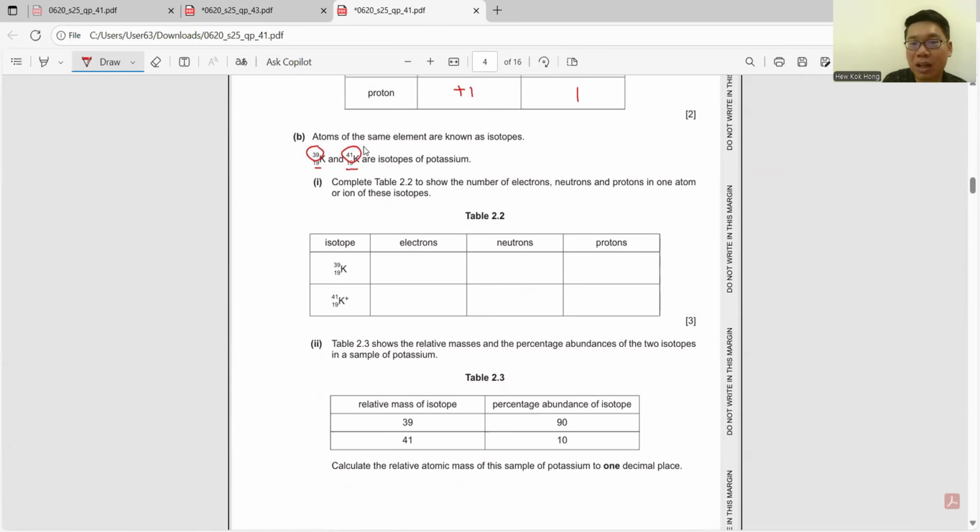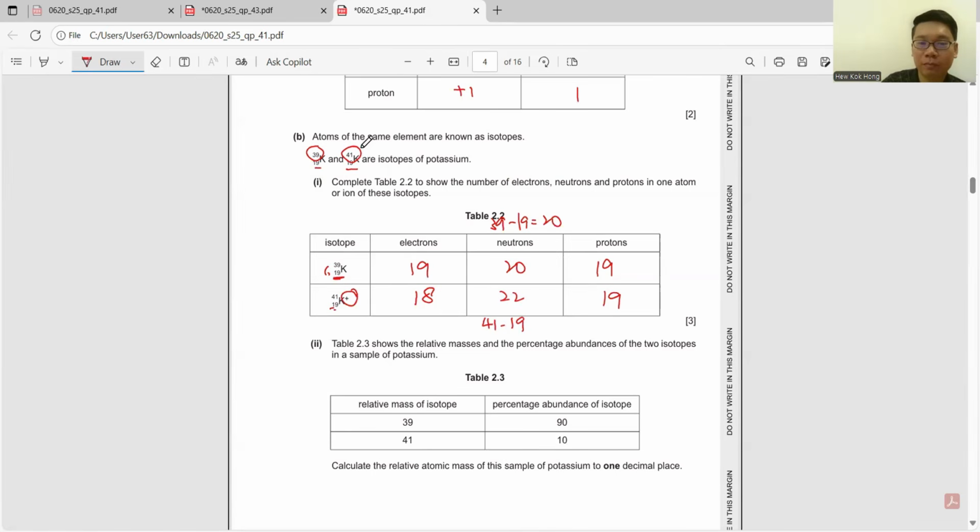Complete the table to show the number of electrons, neutrons, and protons. So 19 protons. An atom will have the same number of electrons, and then this minus this would be the neutrons. So 20. Next, this again has 19 protons, but it's an ion. So this ion, they removed 1 electron. So electrons are fewer by 1. So it's 18. Then the number of neutrons is this minus this.